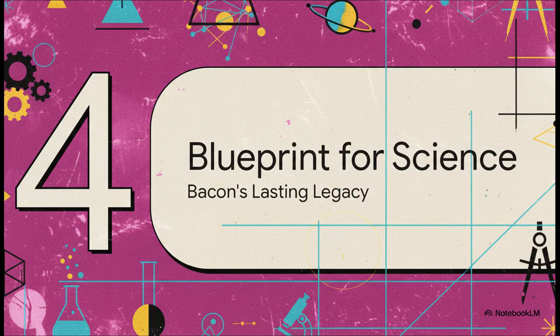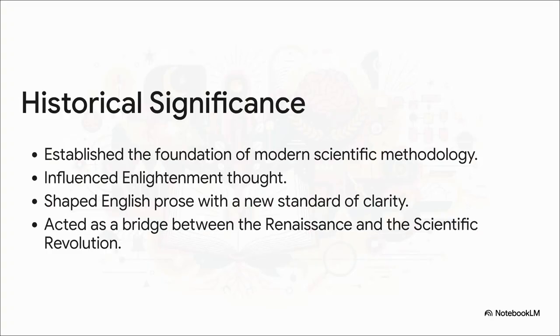So, when we zoom out and look at the big picture, what was Bacon's real impact? Honestly, it's hard to even put into words. He essentially handed the future a blueprint for the scientific revolution. I mean, think about it. He gave us the foundation for the modern scientific method. His ideas directly fueled the Enlightenment. His writing style set a new bar for clear, powerful English. He was, in a way, the perfect bridge connecting the creative spirit of the Renaissance to the logical rigor of the scientific revolution.